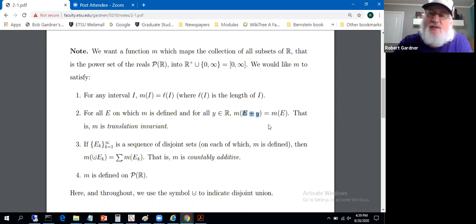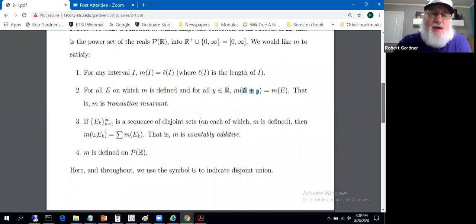I want the measure of these two sets to be the same. Translation invariance of m. Thirdly, if E sub k, notice it's a countable collection, a sequence of disjoint sets on each of which m is defined, then the measure of the union equals the sum of the measures. We're using this little union dot symbol to indicate that it's a disjoint union, not an entirely universal symbol, an awfully useful one in this real analysis stuff.